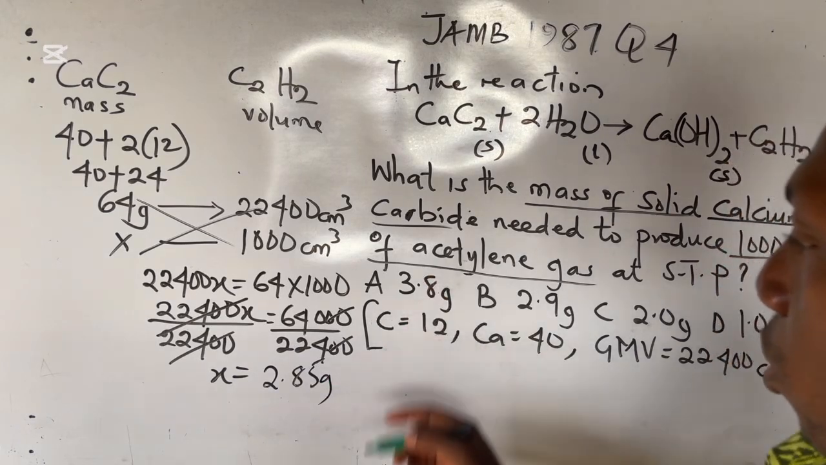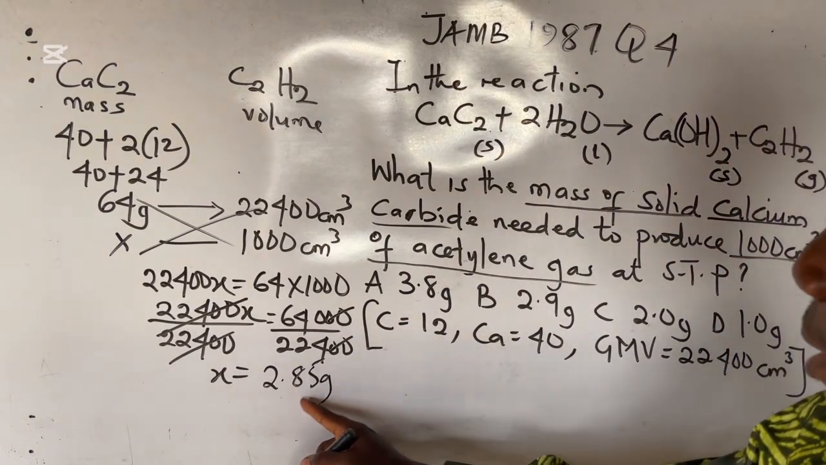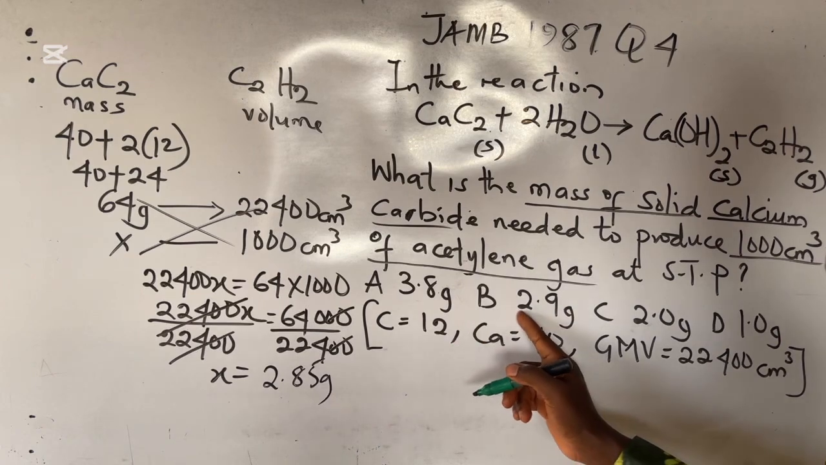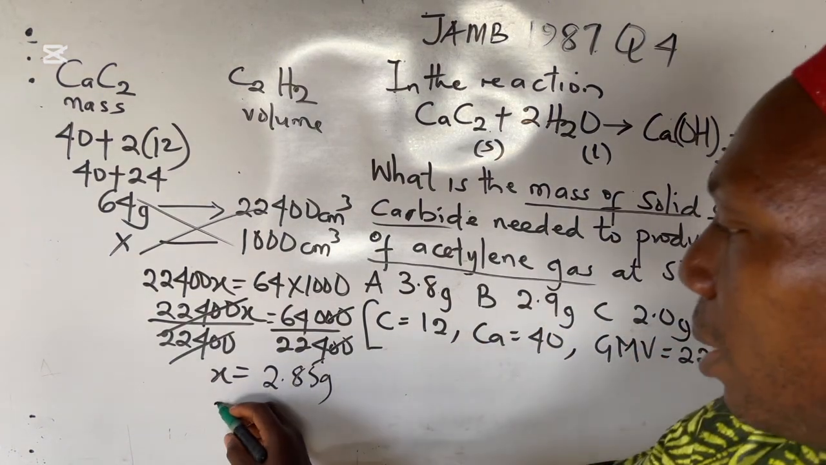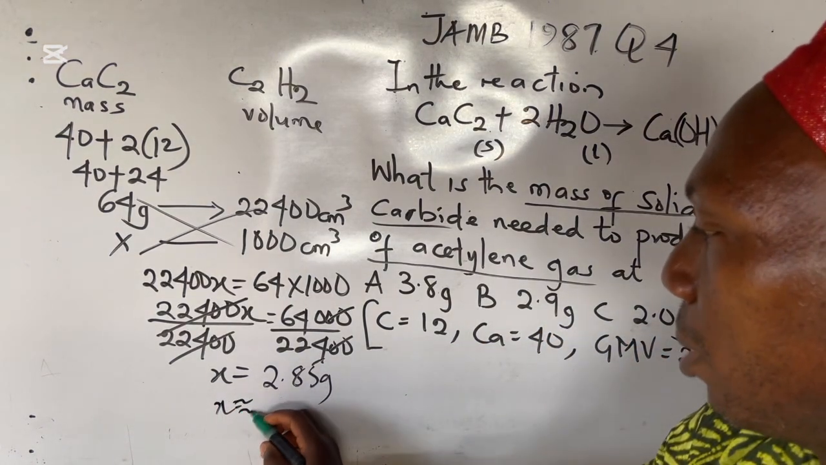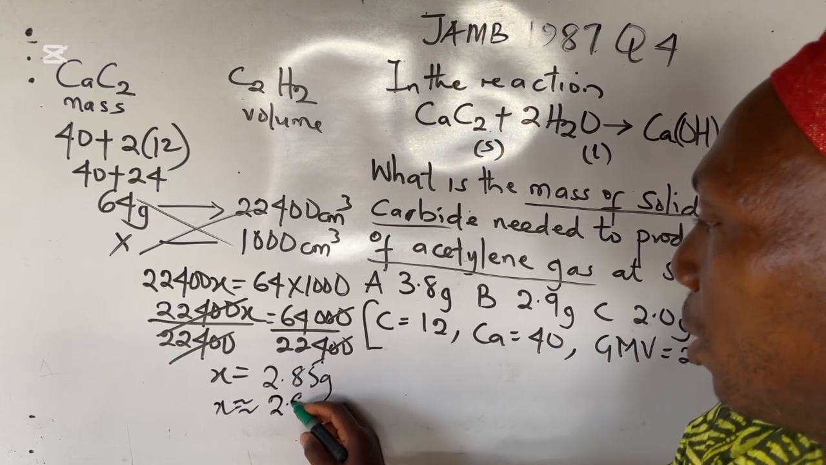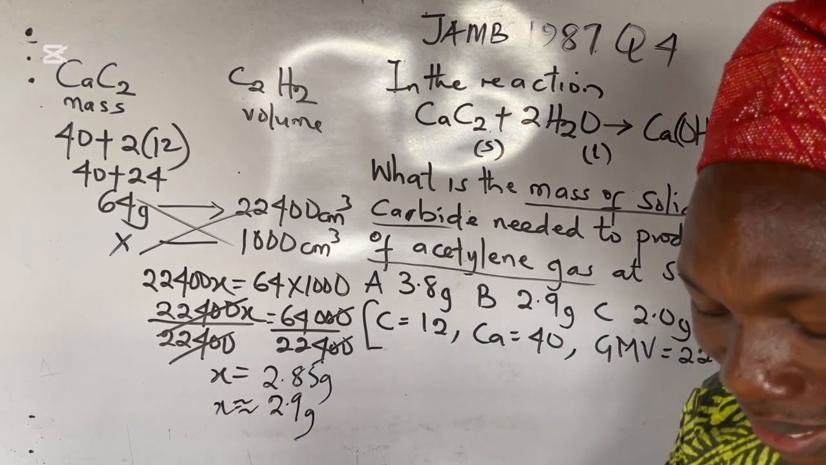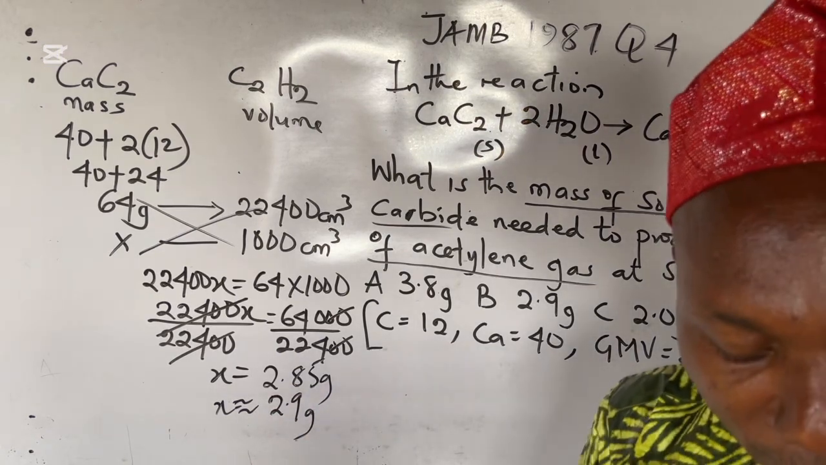So let's see the options. 2.85, this is 3.8, this is 2.9, 2.02. When we approximate the mass, we have 2.9 grams. So you can see the way I've solved this problem.